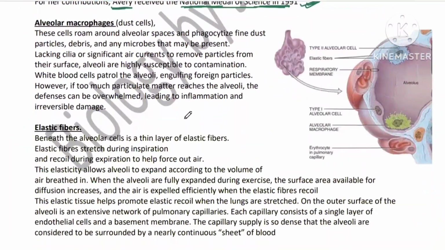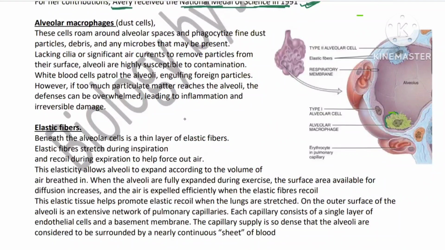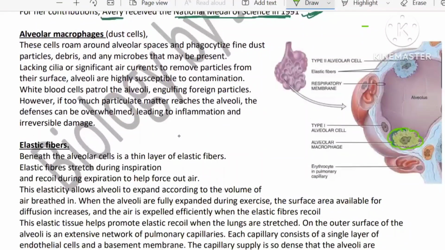Now see, apart from this, they contain dust cells also. These are the dust cells. You can see, check this diagram. This is the dust cell. Alveolar macrophage, also known as dust cell. If you see, in the alveoli, cilia is not there. There is no significant air current. There is no muco-acceleratory system working to remove the particles from the surface.